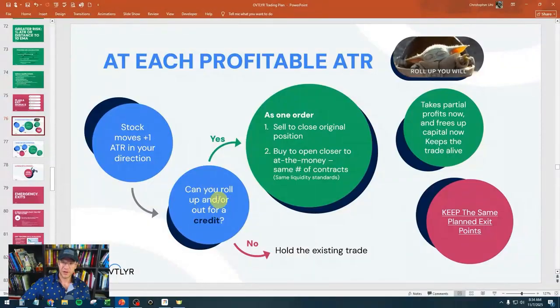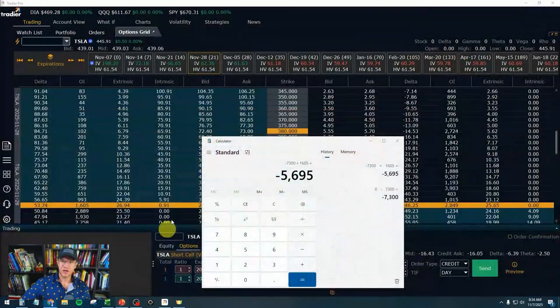Can you roll up and/or out? The only time I'm looking to roll out is when I'm within 1 week, because within 1 week your gamma risk is heightened. The risk of it going out of the money versus in the money is significantly higher. So then I would be looking to roll from 1 week to the next. But if I'm not within the last expiration week window, I don't worry about rolling out. I'm just rolling up.